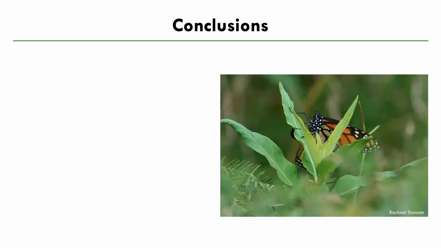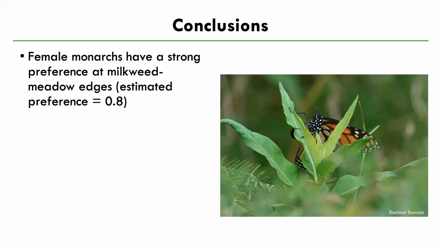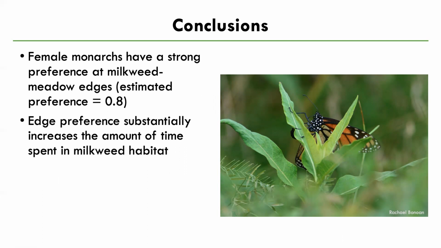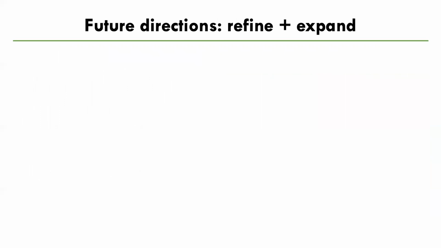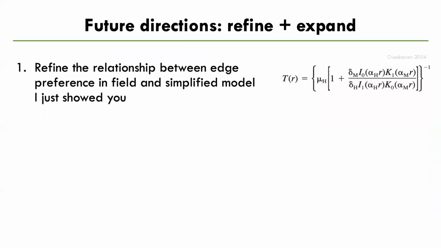To conclude, female monarchs have a strong preference at milkweed meadow edges. We estimate 0.8 on a scale of 0 to 1. Edge preferences substantially increase the amount of time spent in milkweed habitat, and this also increases the number of eggs laid. We just estimated roughly quadrupling the number of eggs laid. This preference is strong, but it is imperfect. So monarchs that enter a patch won't stay in the patch forever. They will eventually leave.